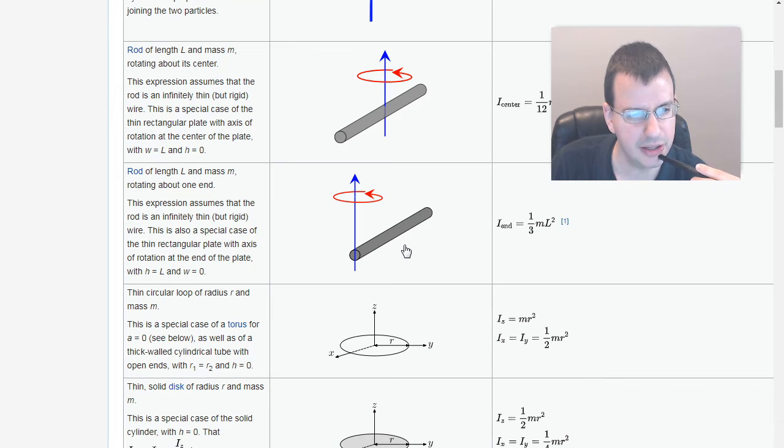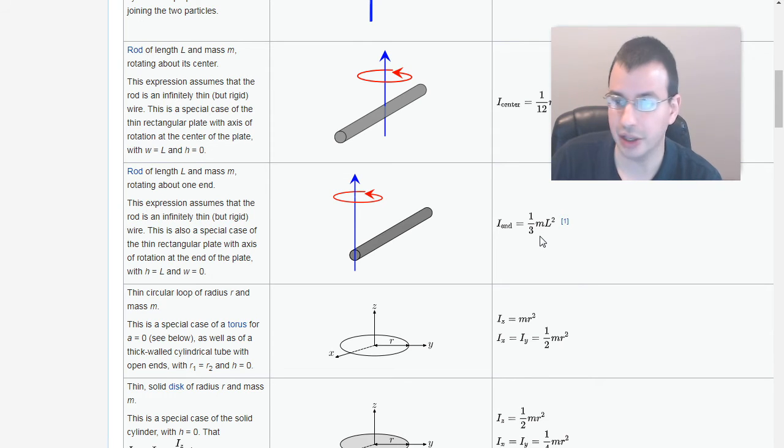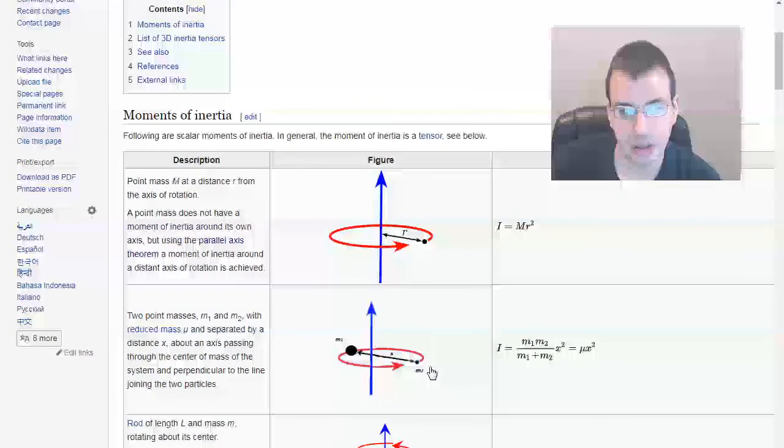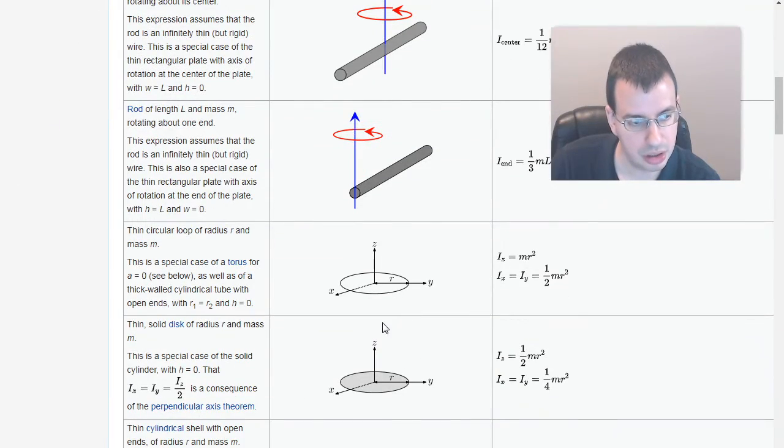Thin rod. Yes. Does it have to be thin? Infinitely thin, but rigid. Excellent. 1/3 ml squared, where the L is the length of the rod. In this case, it's a spoke, so that length is going to be r. So 1/3 mr squared. Oh, I probably should check the loop real quick. Thin circular loop, 1/2 mr squared. So I was correct.